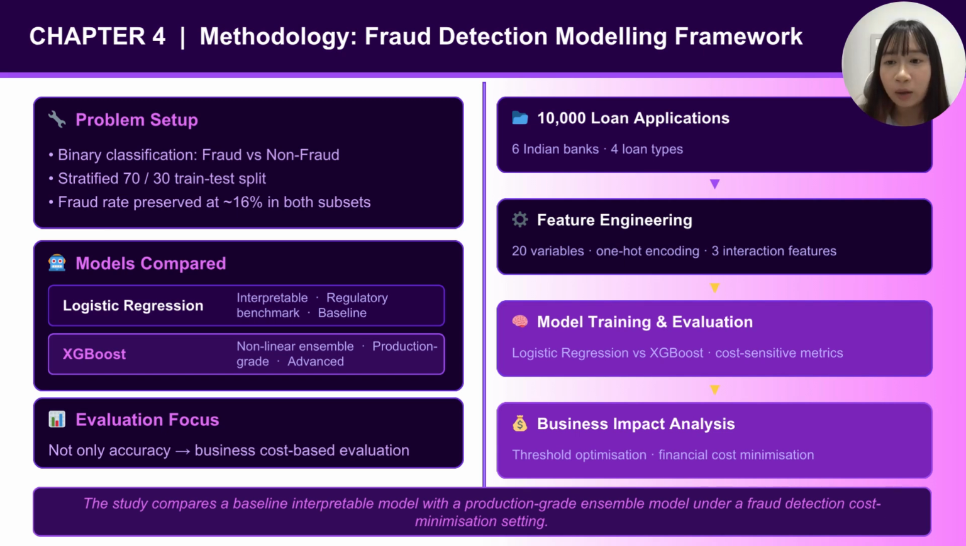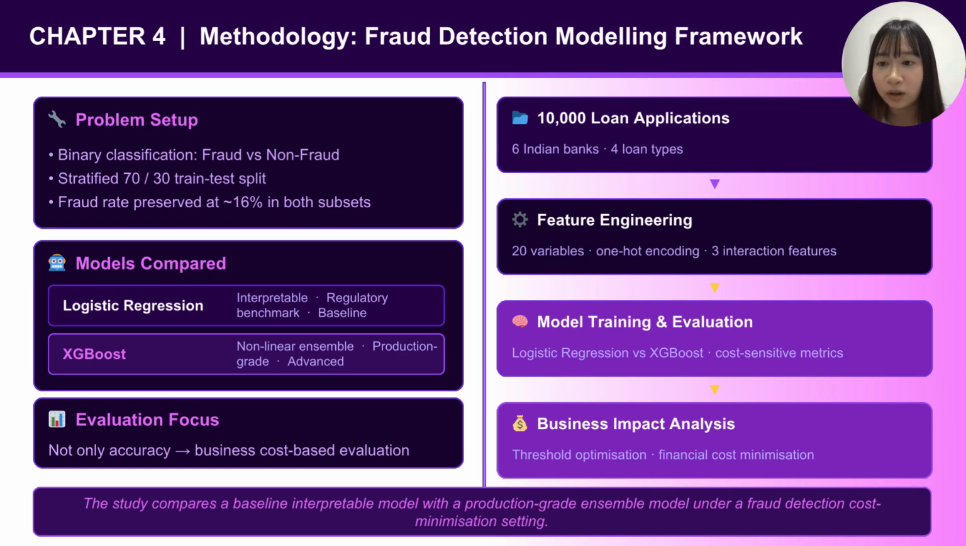In Chapter 4, I'm going to show you how we actually build our model. So basically, we have 10,000 loan applications and we split the data into 70% for training and 30% to test it. And we make sure the fraud rate stayed the same for both, around 16%, so the test is fair. After that, we build 2 models.